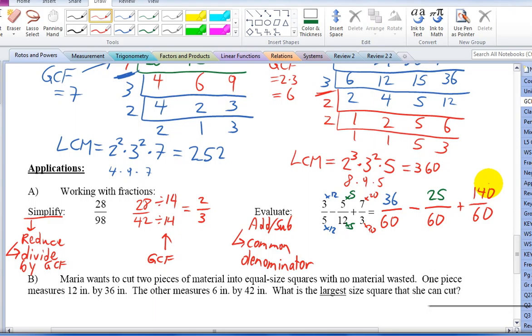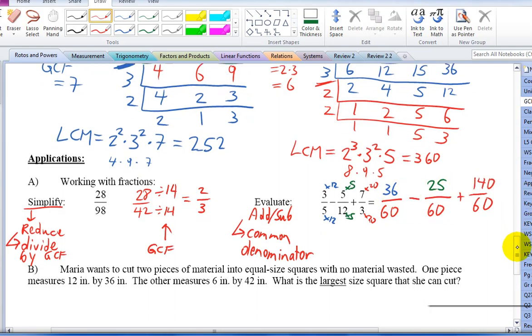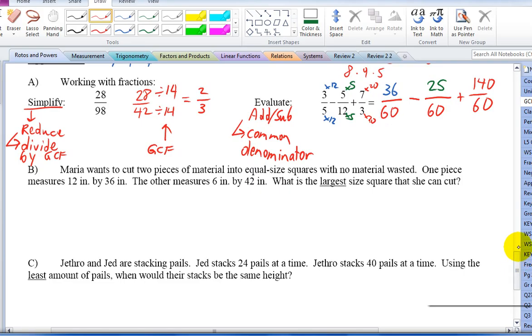Any questions with those? Why we do them, how we do them? You've done this for a while. Right? This is a harder question, right? This again is probably pushing the non-calculator stuff. Okay, next one.